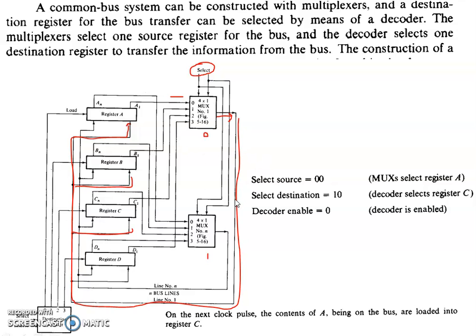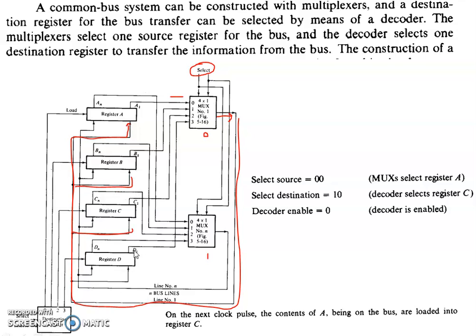So in the previous video, we have seen the bus system consisting of 4 registers and how the transfer is done with the help of the multiplexer. 4 registers are there, multiplexers are there. Low order bits will be given to multiplexer 0 and high order bits to multiplexer 1, and the multiplexer output will be placed on the bus, and the bus lines will be connected to all the registers.